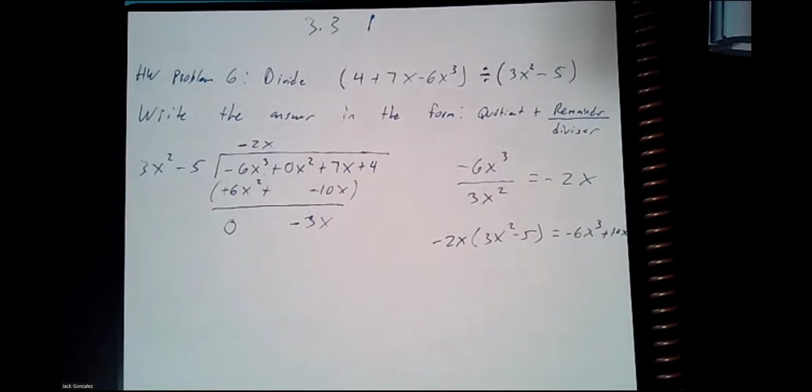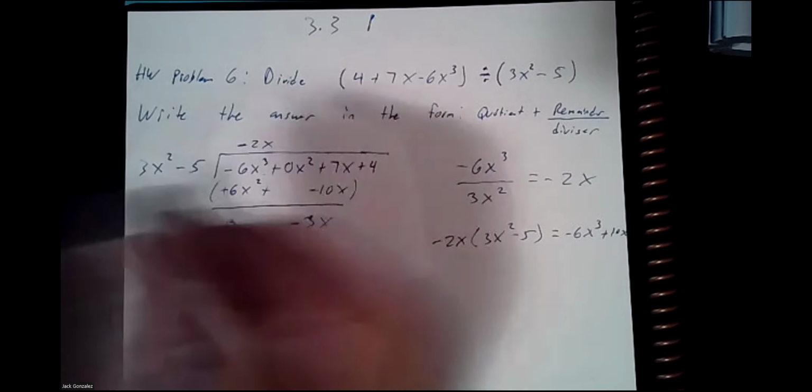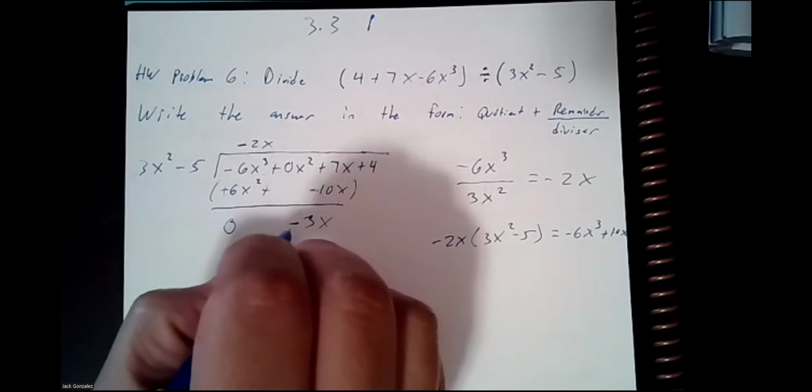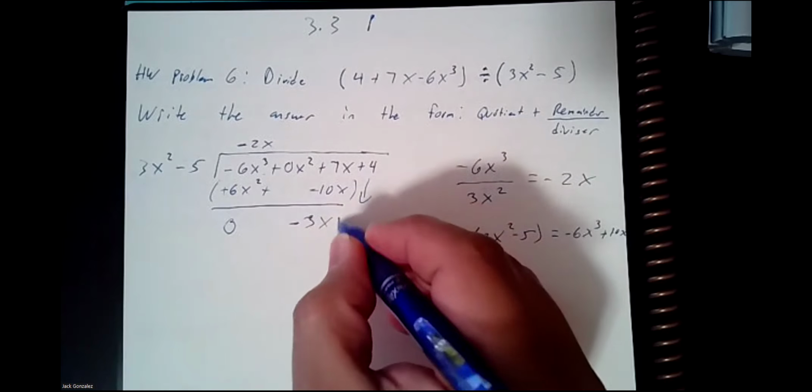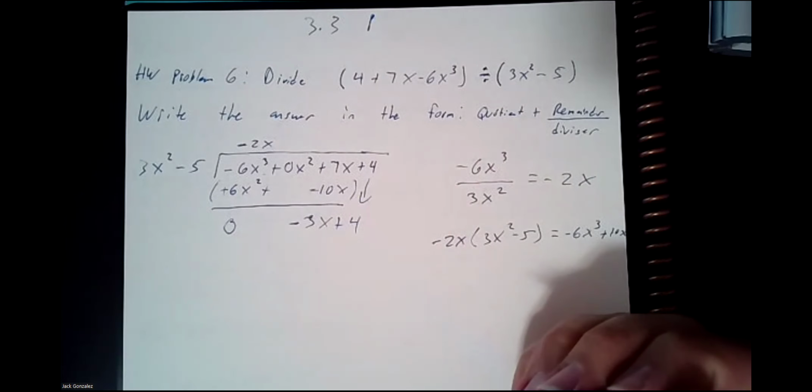There we go. Now we can't divide any further. X squared is too big to go in there. We can bring this down, but that's it.